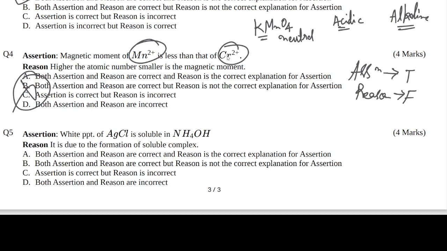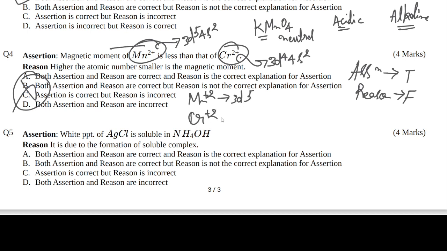Why am I saying this? When you talk about manganese plus 2 and chromium plus 2, chromium you will say is 3d4 4s2, and manganese is 3d5 4s2. But when you lose the electrons, manganese plus 2 becomes 3d5, and chromium plus 2 becomes 3d4. So here you can say 5 unpaired electrons, and here we have 4 unpaired electrons.